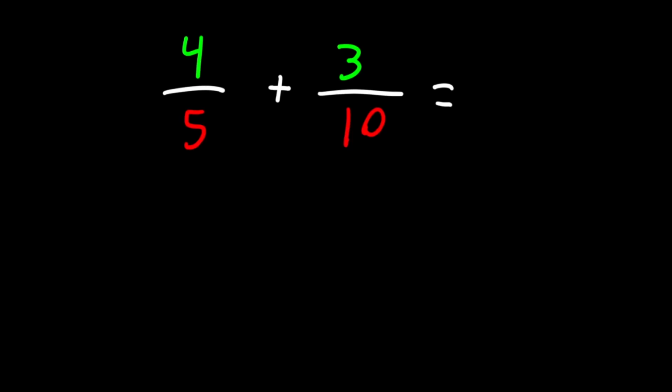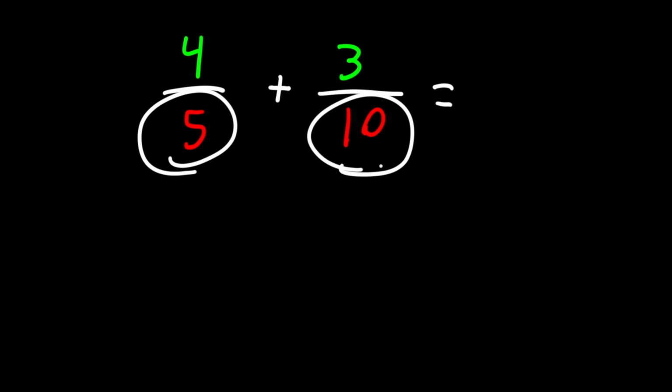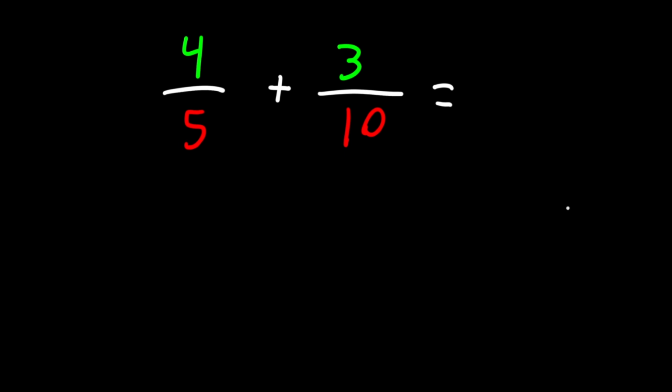Let's try 4 over 5 plus 3 over 10. What should we do? Notice how the denominators are different, so that means we can't add them yet. So what we're going to do is make the denominators the same. So we have to find the lowest common denominator.